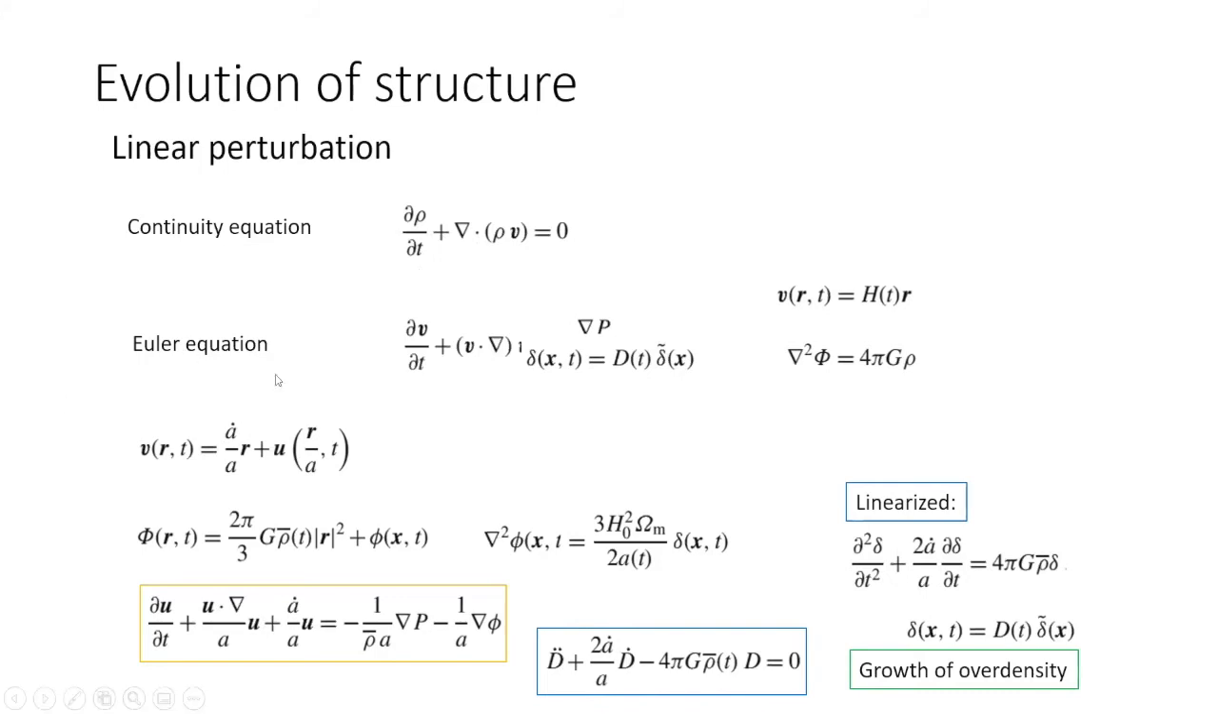The Euler equation tells you how velocity evolves, and velocity is something that we have to consider very, very carefully. When you think of a galaxy moving, it could move by two things: by the Hubble expansion and by its own attraction to the local system.